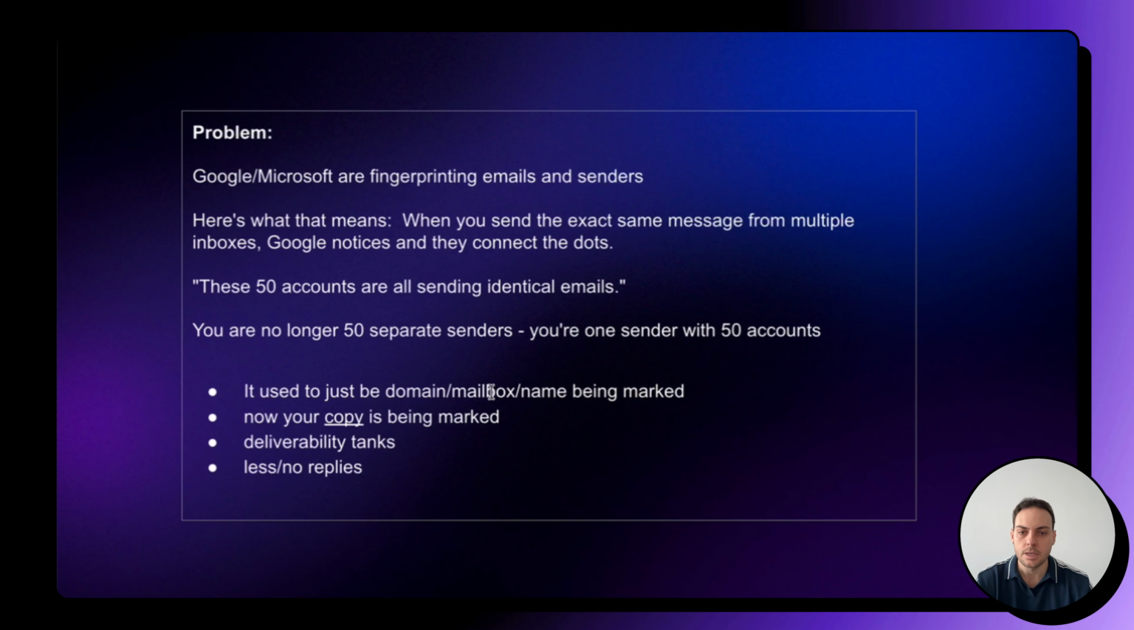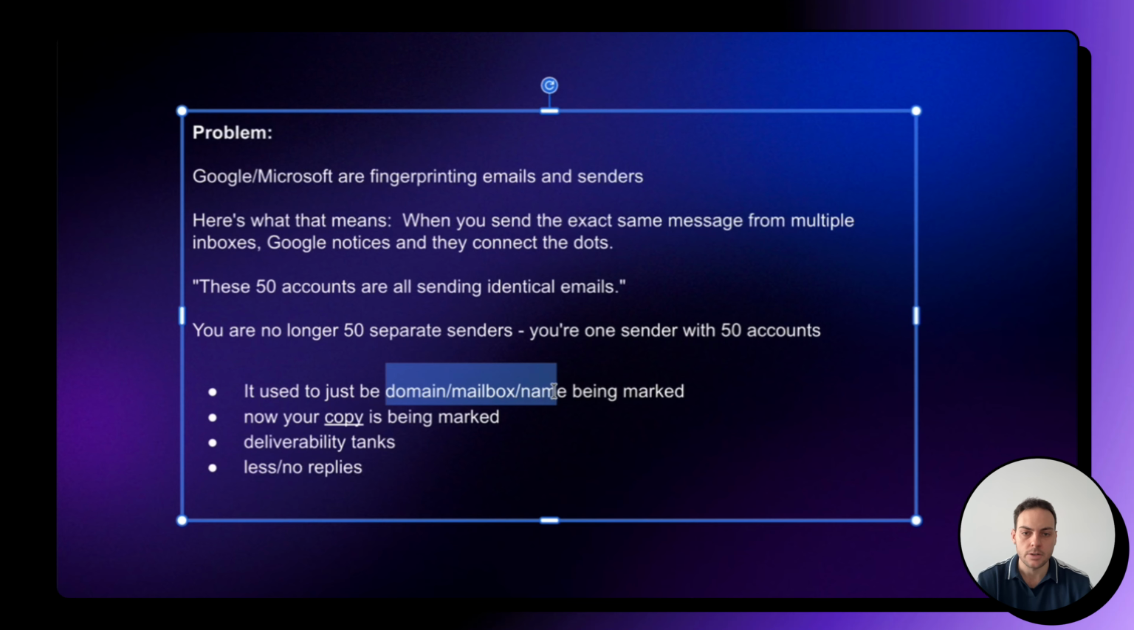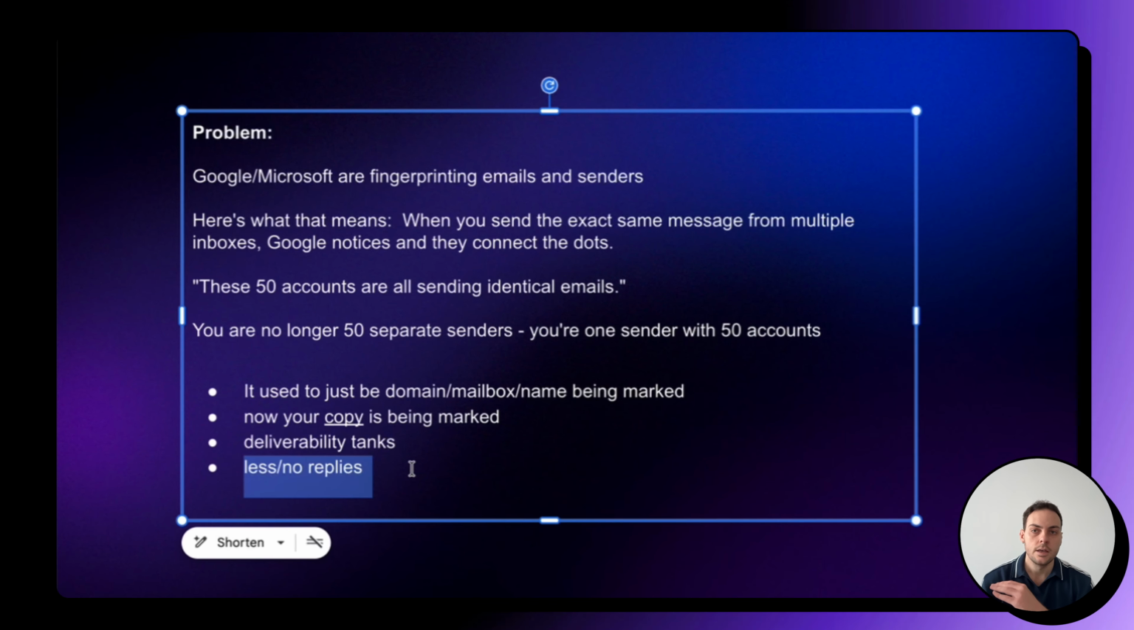So they used to just be marking domains and mailboxes and your name. Now the actual copy within the email itself is being marked, resulting in deliverability tanking and of course less or no replies. The good news is there's a super easy way to fix that and I'm going to show you how to do it.